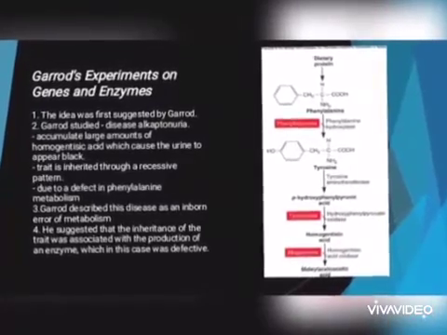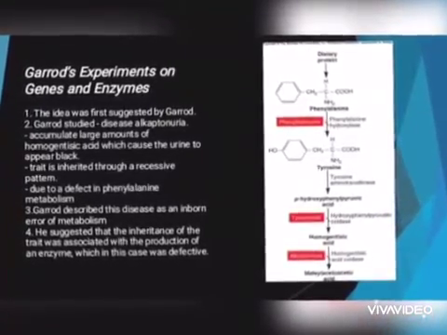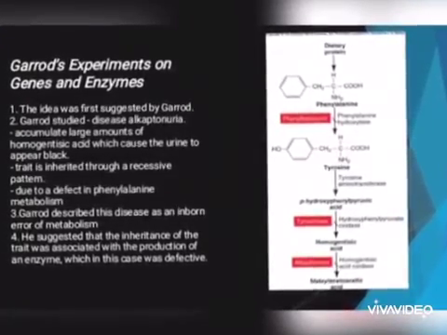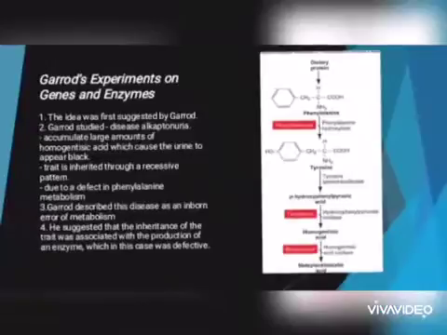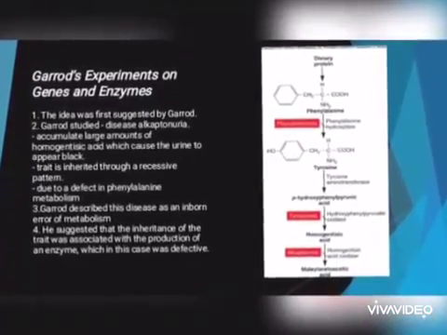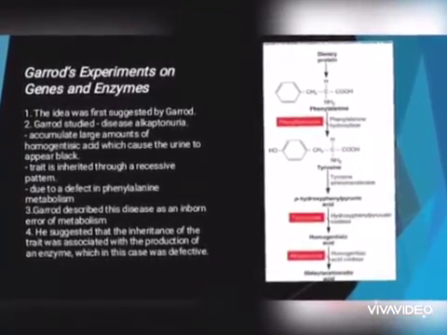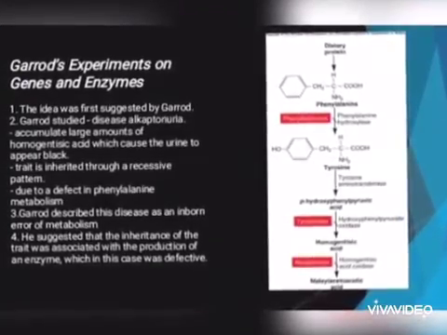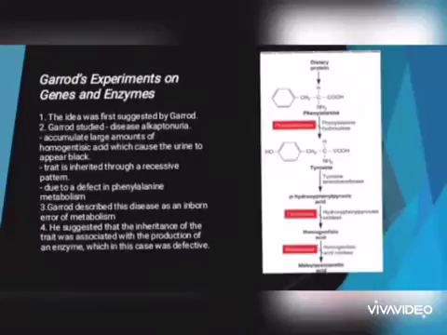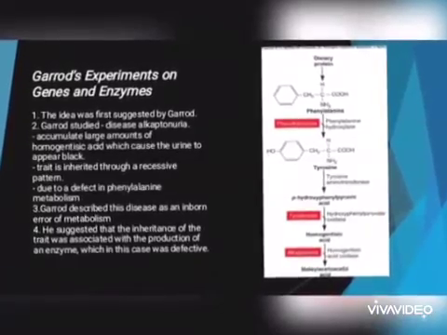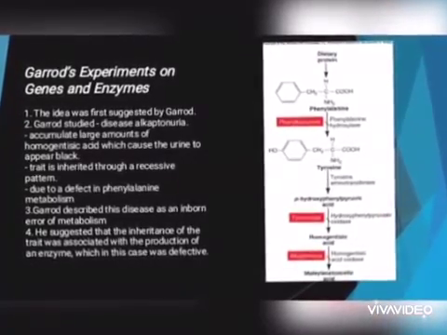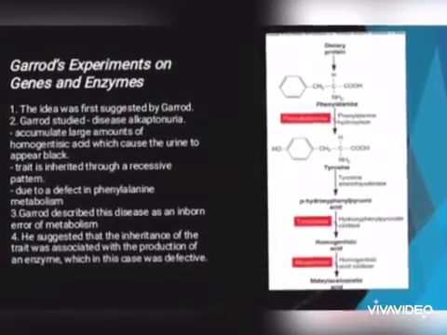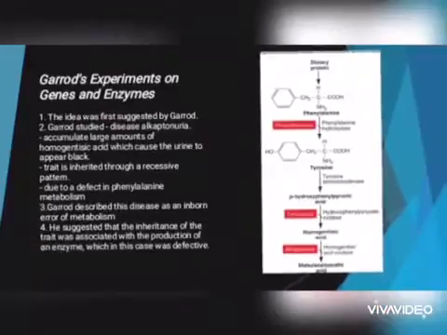Move on to Garrod's experiments on genes and enzymes. The reason why we should learn about his experiment is because he was the one who first suggested the relationship between genes and protein production in the early 1900s. He got this idea when he studied patients who had the inherited disease alkaptonuria. Everyone wonders what the disease is about. Here we go. Patients with this disease accumulate large amounts of homogentisic acid, which causes the urine to appear black.